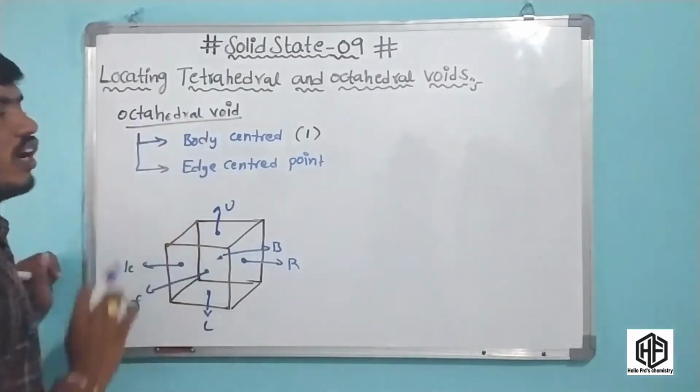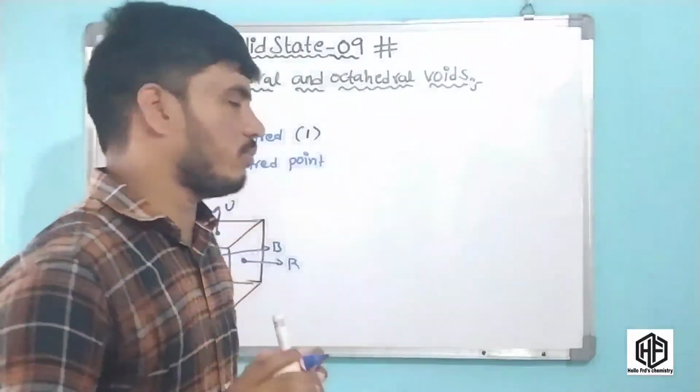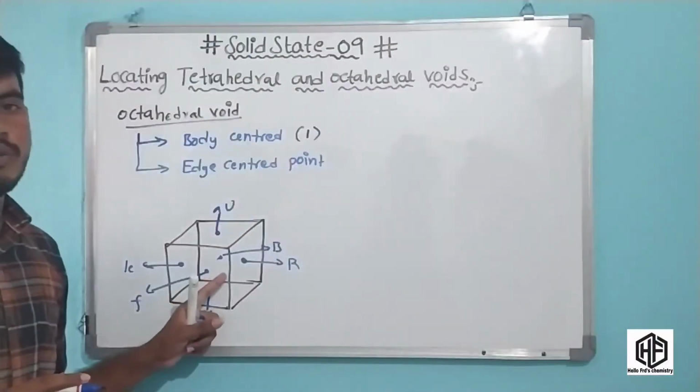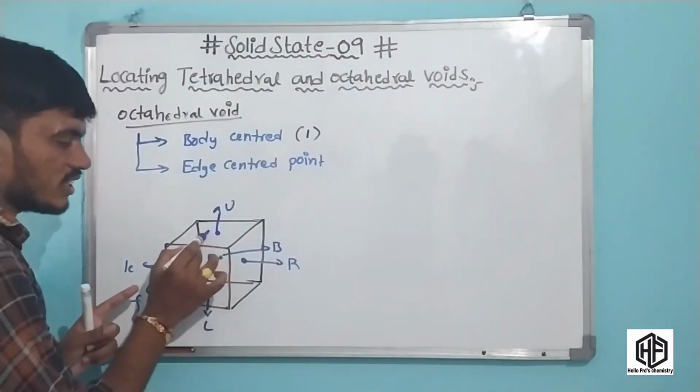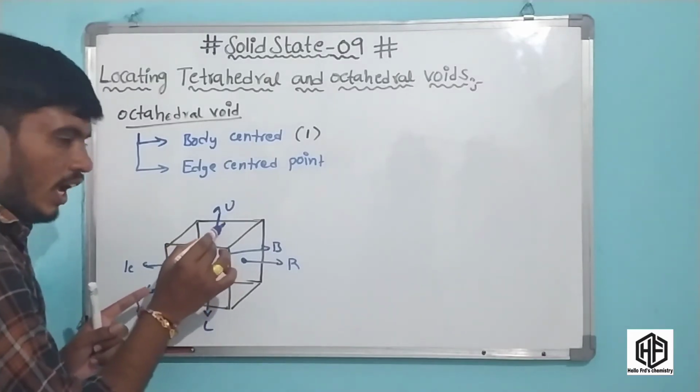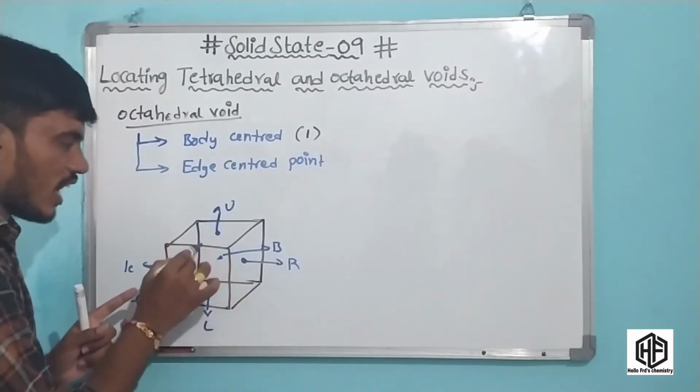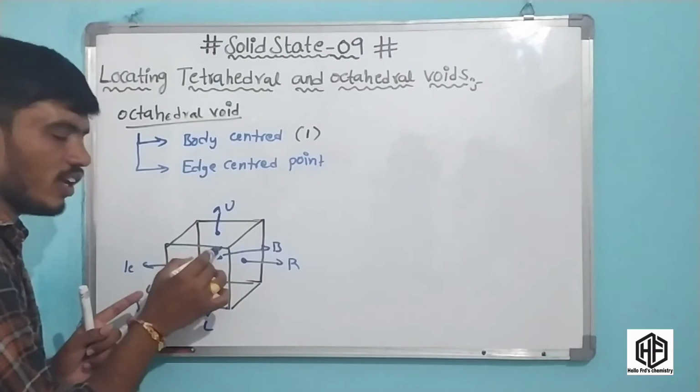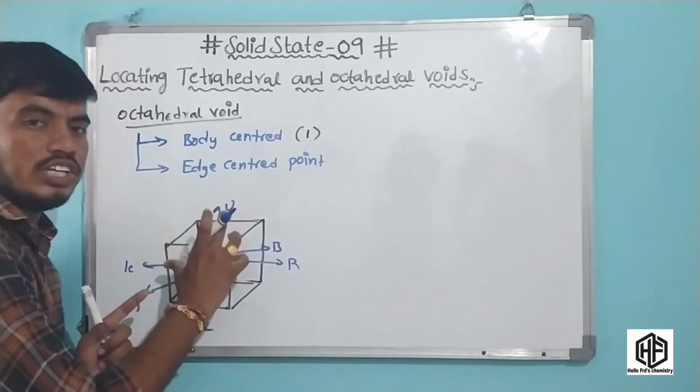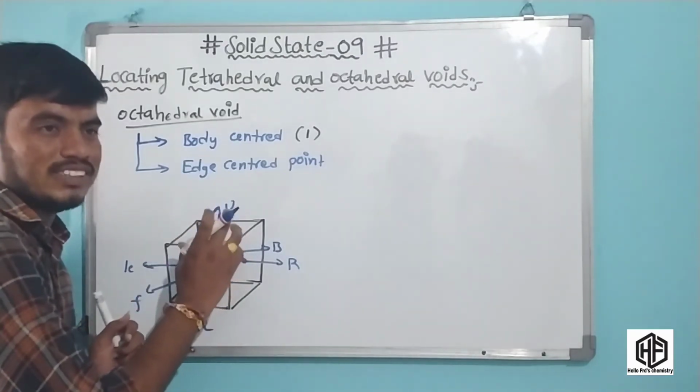That void is called an octahedral void. This is so important, friends. In face centered cubic close packing, atoms are present at the faces. In these six faces, six atoms are present. These six atoms produce a void. It means they generate a void.